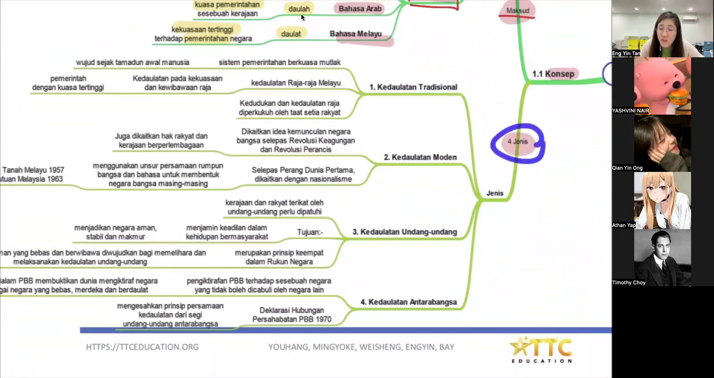Okay, then when we talk about the journeys, meaning the types of kedaulatan. So how many types of kedaulatan do we have? We have kedaulatan tradisional, kedaulatan modern, kedaulatan undang-undang, kedaulatan antarabangsa. Traditional, modern, undang-undang, antarabangsa. So how I memorize is this, guys.